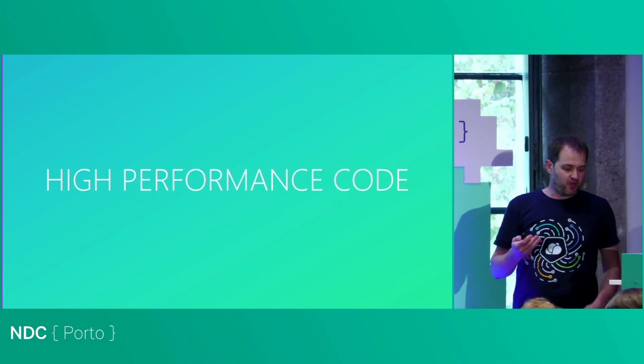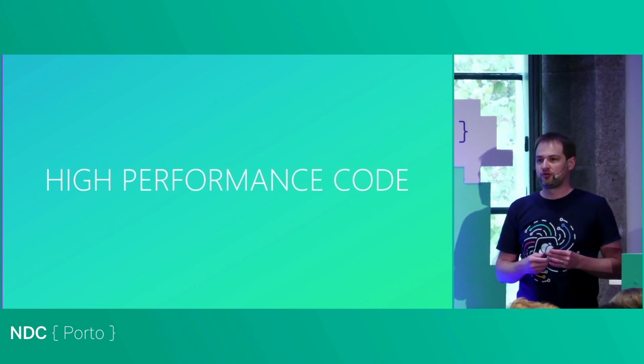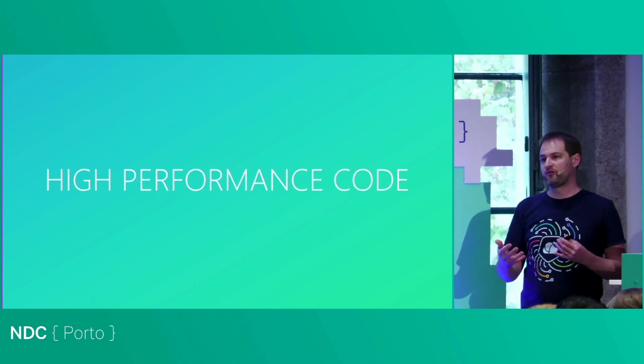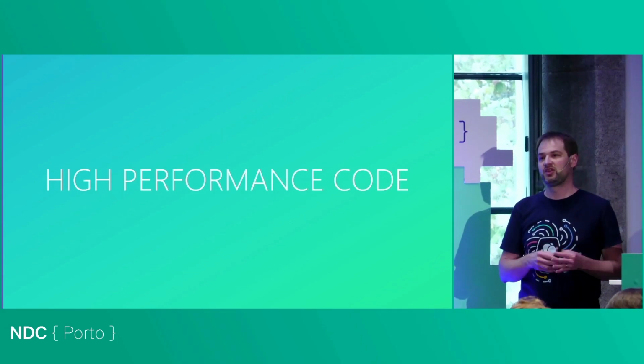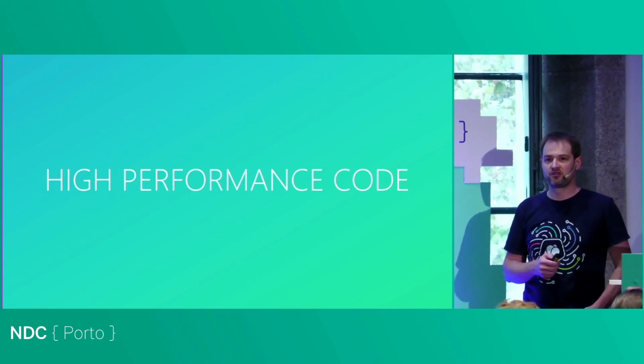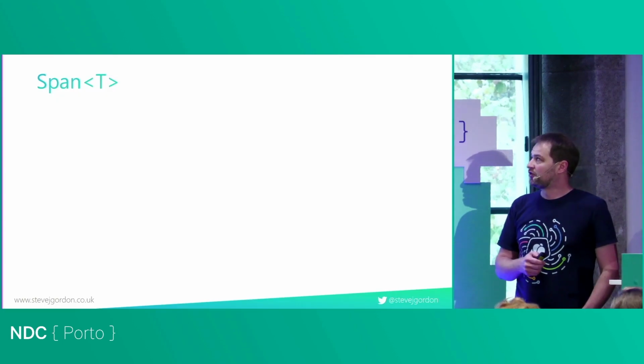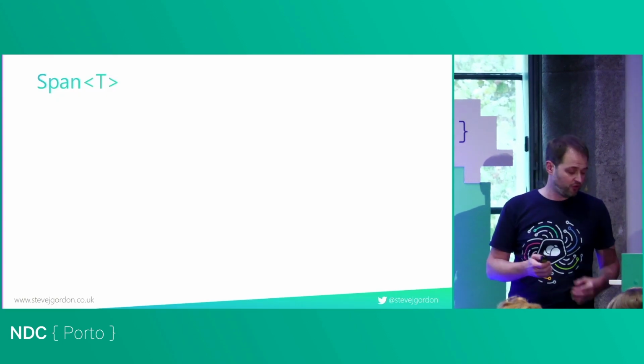So now that we've had a brief introduction to benchmark code, let's look at some high-performance code, and then I'll hopefully show you some demonstrations of where I've applied that in the past and how I've made those gains pay off for me. So the first type I want to spend probably most time on is Span<T>.